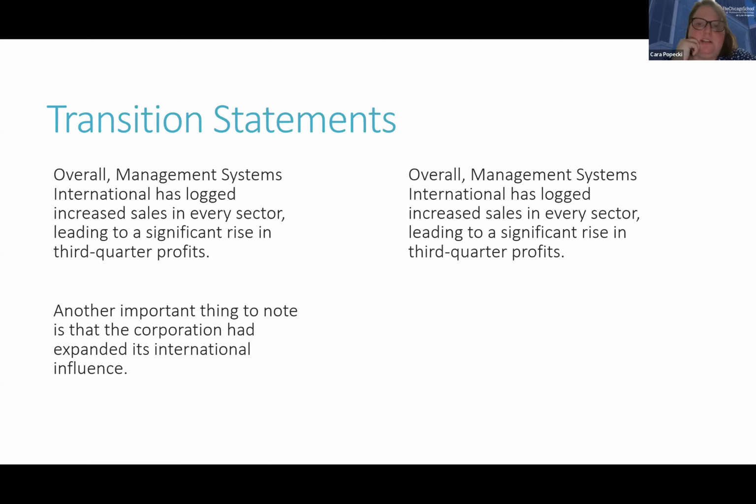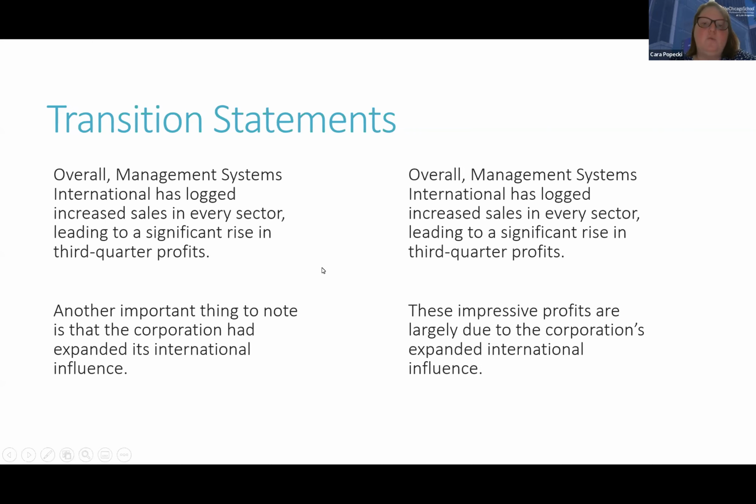Overall, Management Systems International has logged increased sales in every sector, leading to a significant rise in third quarter profits. Now, the next thing we want to say in our following paragraph is something about how it's expanded its international influence, right? So how do we combine these ideas? Well, here's one example. There's many different ways you can go about it, but in this example, these impressive profits are largely due to the corporation's expanded international influence. So notice it takes that idea about the profits from the first paragraph and transitions it to the idea about international influence in the second paragraph.